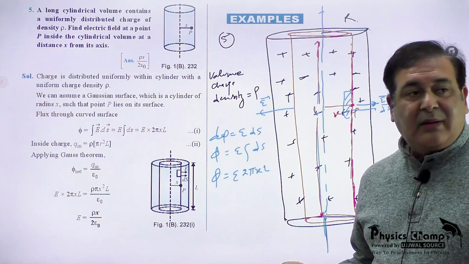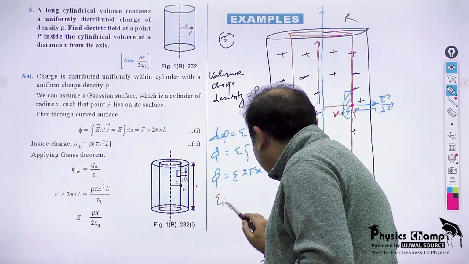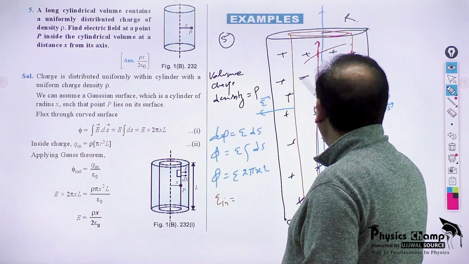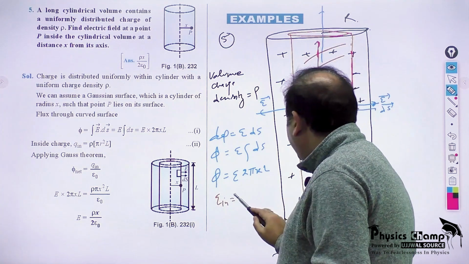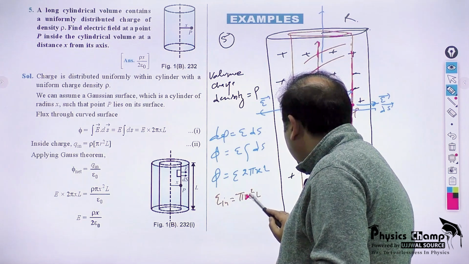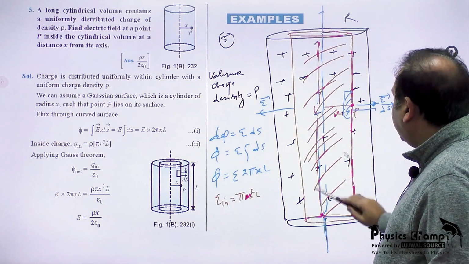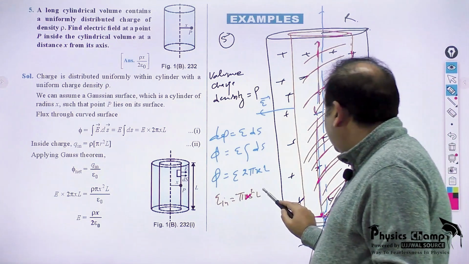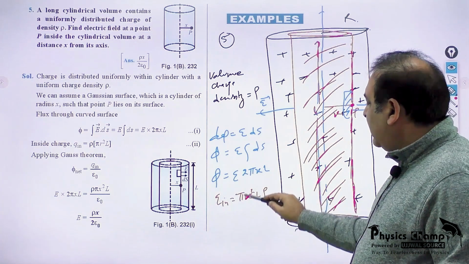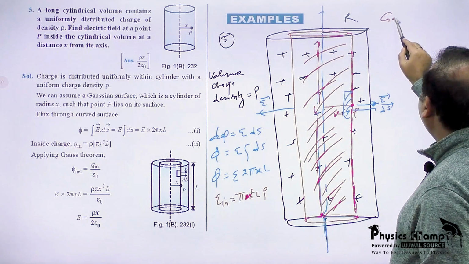Then another point, look for the charge inside. What is the volume here? It will be pi x square into L. This is the volume of the cylinder. And what is the charge density? Rho. So we know the net flux, we know the charge inside. Let's apply Gauss theorem.